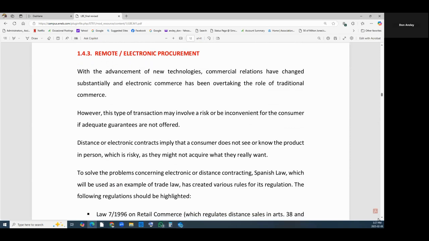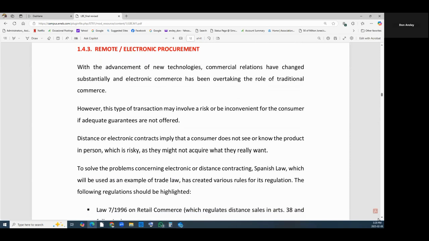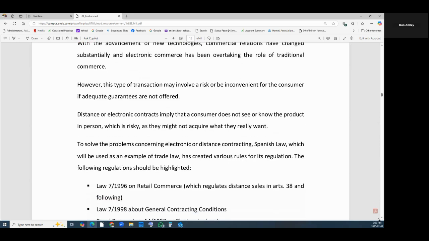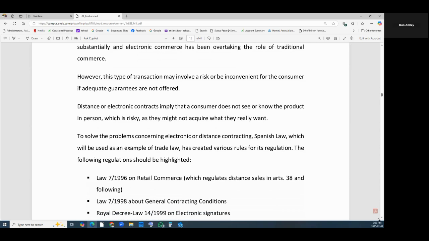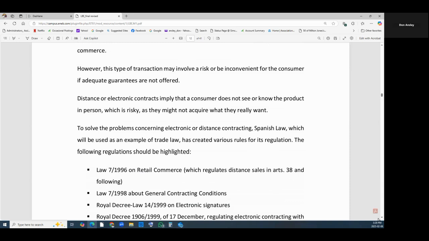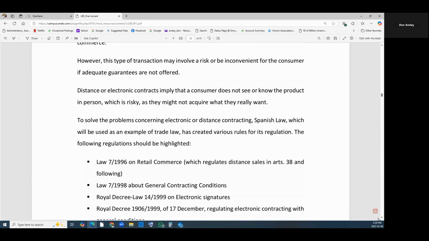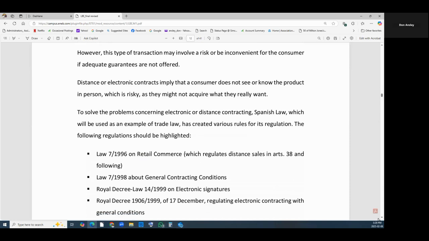Remote or electronic procurement. With the advancement of new technologies, commercial relationships have changed substantially, and electronic commerce has overtaken traditional commerce. However, this type of transaction may involve a risk or be inconvenient for the consumer if adequate guarantees are not offered. Distance or electronic contracts imply that the consumer does not see or know the product in person, which is risky as they might not acquire what they really want.